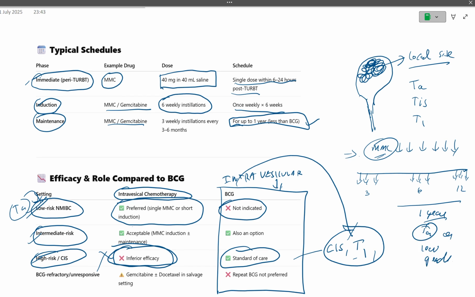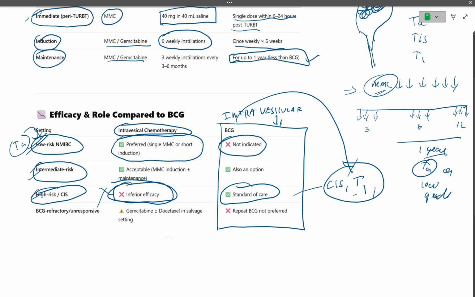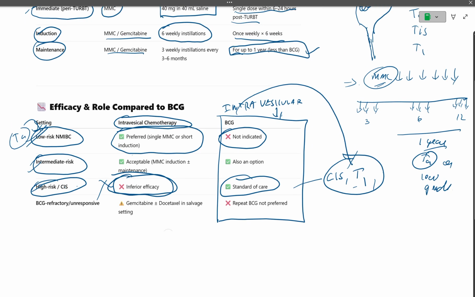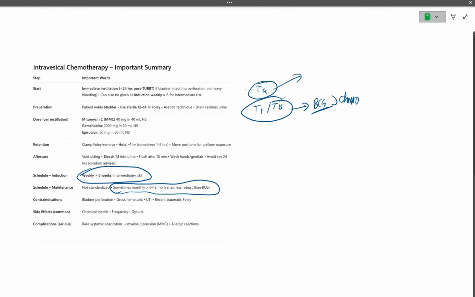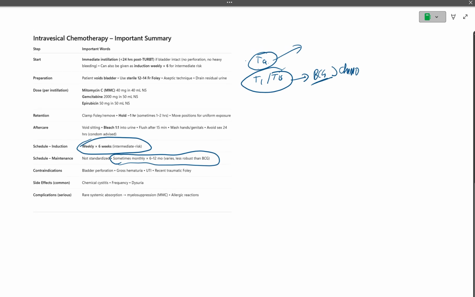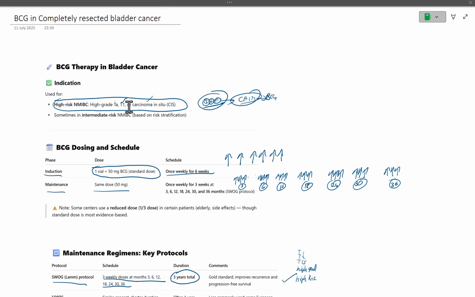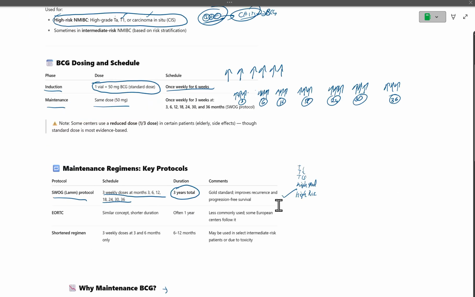But if it is high grade or high risk CIS, you will give intravesicular BCG, not chemotherapy. How will you give intravesicular BCG? You will give it in high risk. You will give an induction protocol where you give one vial of BCG once weekly for 6 weeks as induction, and then maintenance once weekly for 3 weeks at 3, 6, 12, 18, 24, 30, and 36 months. It's a SWOG protocol.